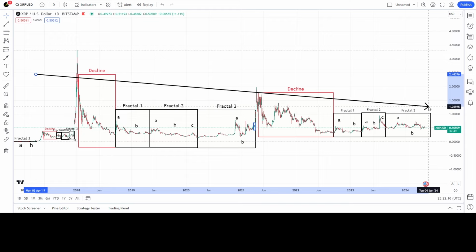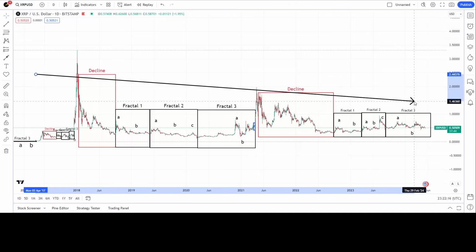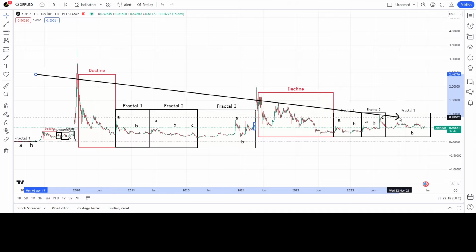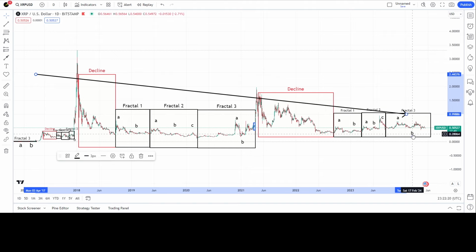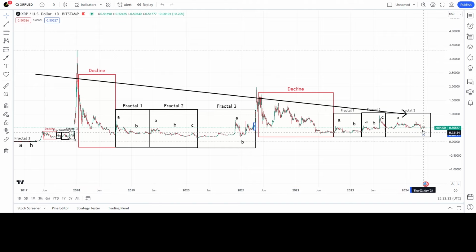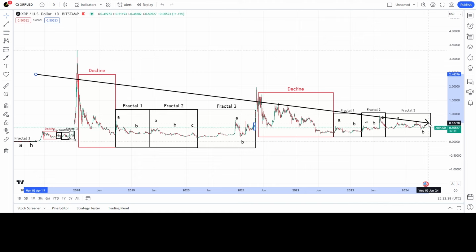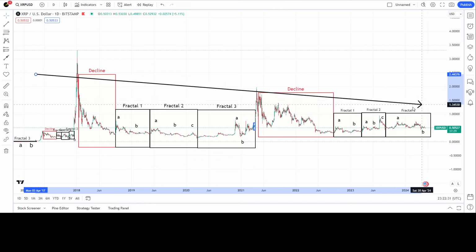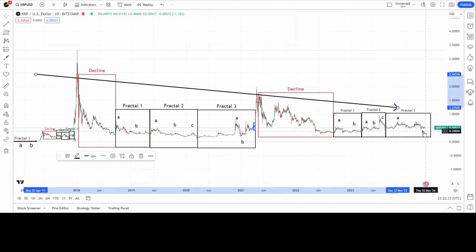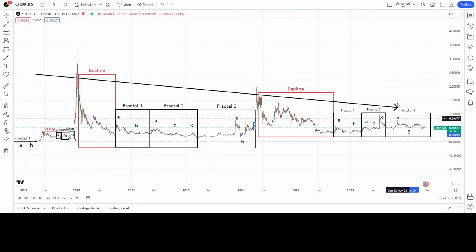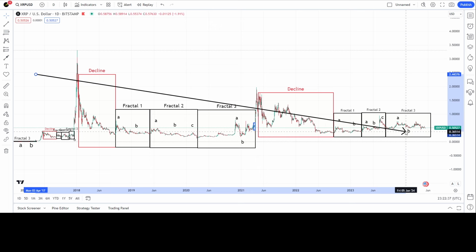Now, there is another possibility. I could be reading this incorrectly, and in that case, it could be part A here, and this could be part B. If that is the case, what we should see is a recovery and then another correction, and then it's off to the bull run. I'm going to argue that that is not the case, and rather this is the case. I could be wrong, but here is my evidence.